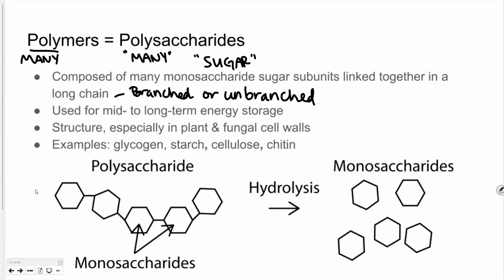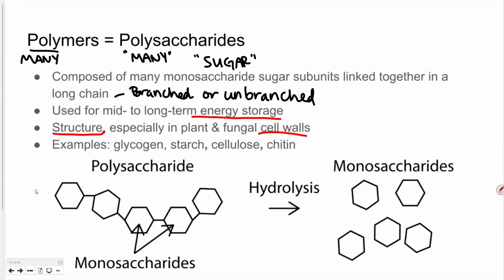And we'll look at a couple examples of that. We're going to use these for a few purposes. We can use them for energy storage, for our mid to long term energy storage. Again, we might hook those up as dimers, or we might put them into this long chain of polymers. We can also use these for structure. This is especially true for organisms that have cell walls. We'll talk about some of those in just a second.